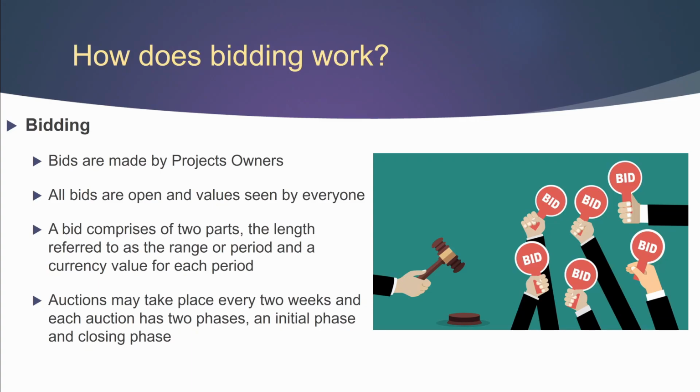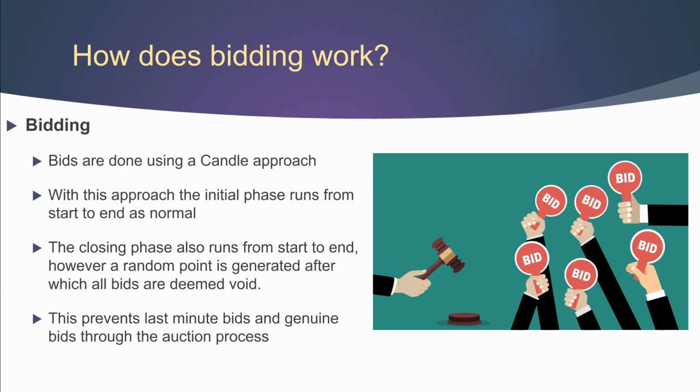So let's look at bidding. Bids are made by project owners. So you as a currency holder, you support the crowd loan, and in turn that guides the bidding. All bids are open and values are seen by everyone. A bid comprises 2 parts: the length, which is referred to as the range or period, and a currency value for each period. Auctions may take place every 2 weeks, and each auction has 2 phases, an initial phase and a closing phase.